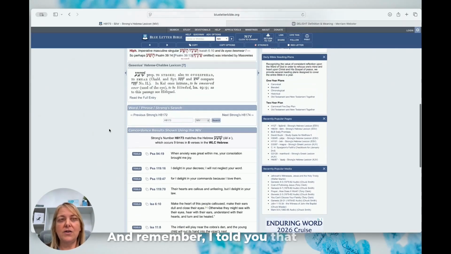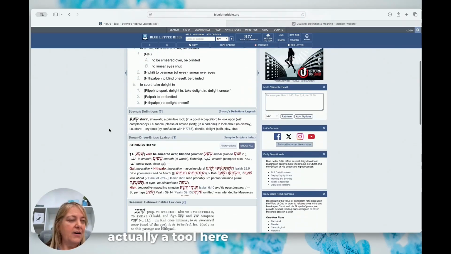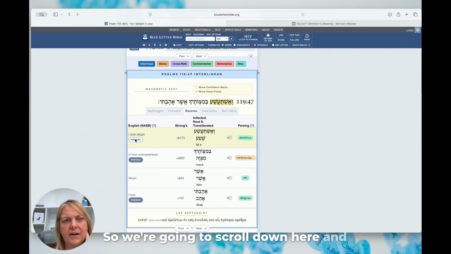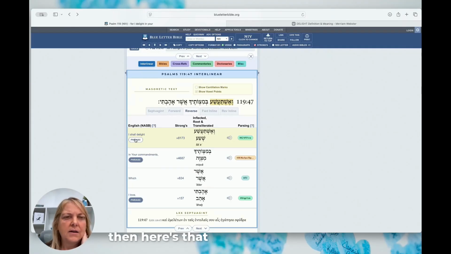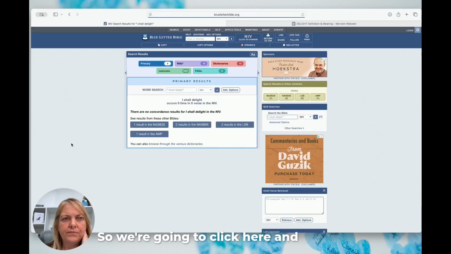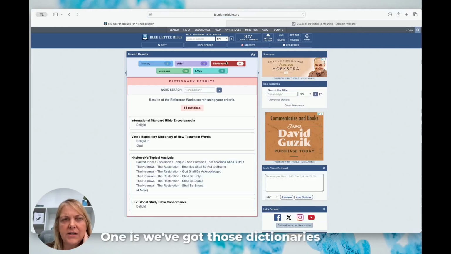So then the next thing that we're going to do is look at related words. And remember, I told you that there's a tool here inside Blue Letter Bible that will help you look at related words. So we're going to scroll down here, and here's that phrase, I shall delight. So we're going to click here. And then we see a few things. One is we've got those dictionaries that we can look at.